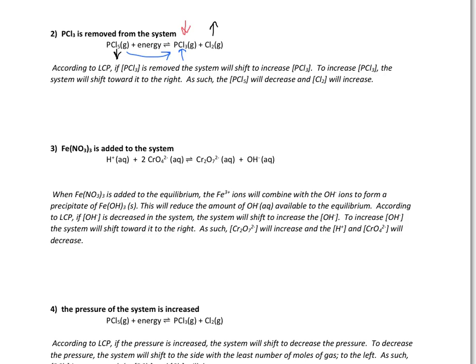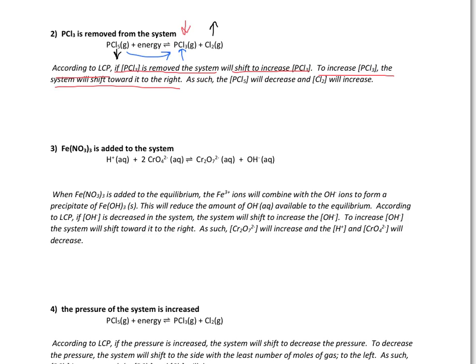Since it's all about Le Chatelier's principle, we're going to say according to LCP. We also need to make reference to the stress that caused the question, as well as the opposite of the stress. So we're going to continue with, if PCl3 is removed, the system will shift to increase PCl3. The next sentence we have to say which direction it's shifting in and why. To increase PCl3, the system will shift towards the right.